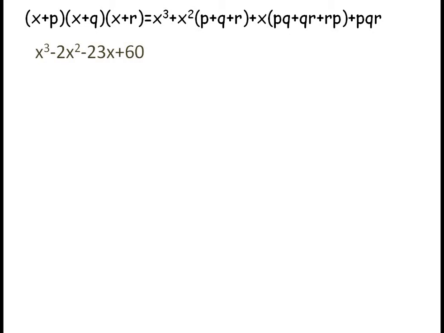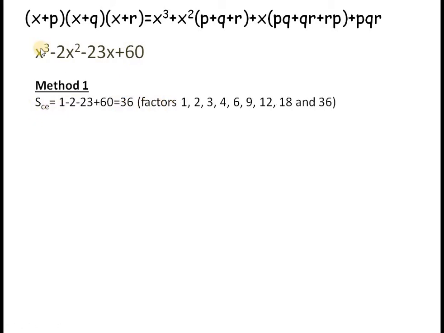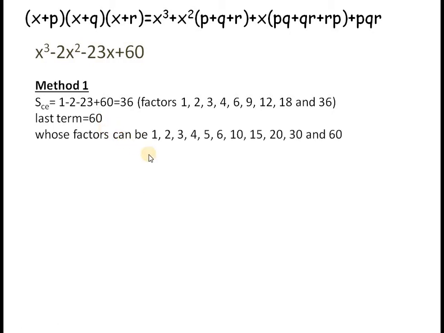So now we are taking x cube minus 2x square minus 23x plus 60. We have to take both the sum of coefficients, which is nothing but 1 minus 2 minus 23 plus 60 is 36, and also the last term, which is 60. So we are going to consider the factors of the last term no matter what. And now we actually have some small hidden tips inside.